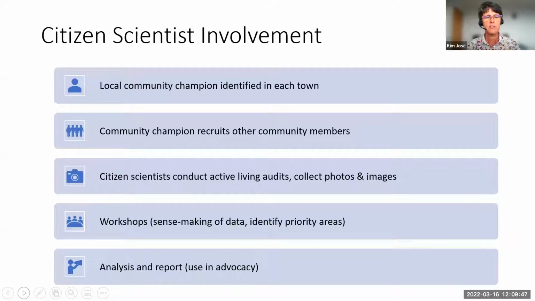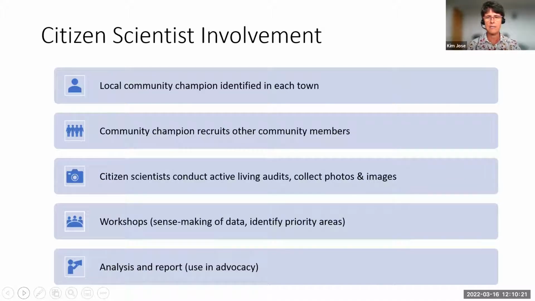So when it comes to the citizen science involvement, we almost have 2 groups of people. In each of our towns, we identified a local community champion who really became our key contact and a key person in that town that we linked with. The community champions played a really important role in many parts of our project. So they helped recruit other community members or citizen scientists. And then they supported them while they were doing their active living audits, and they helped with troubleshooting.